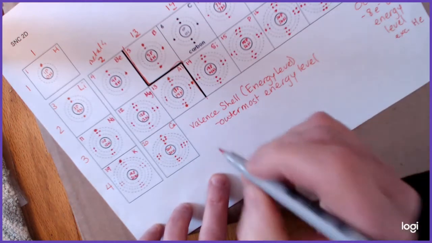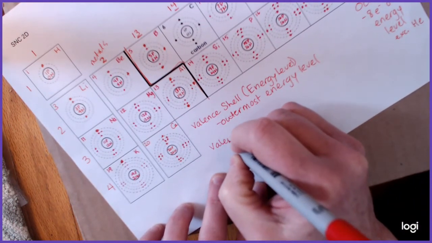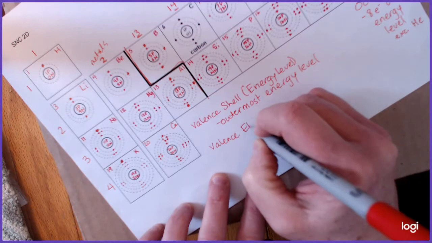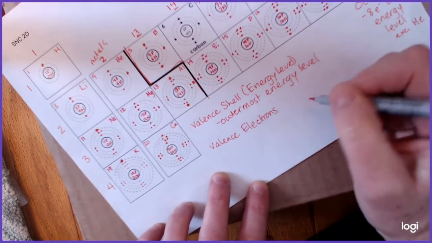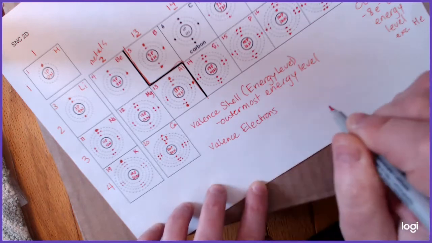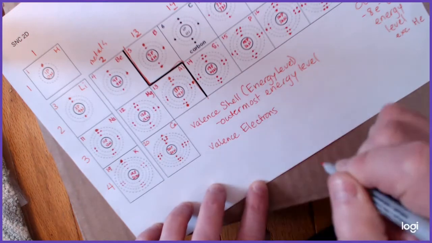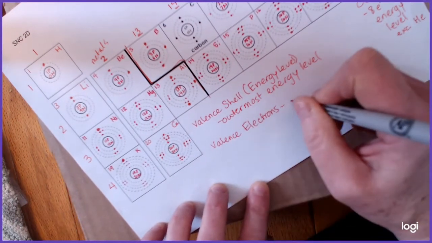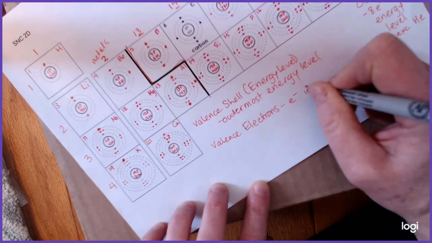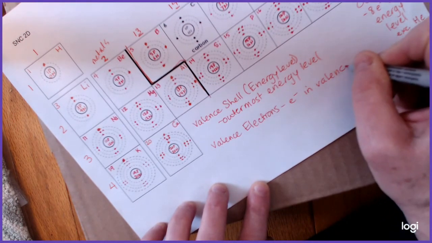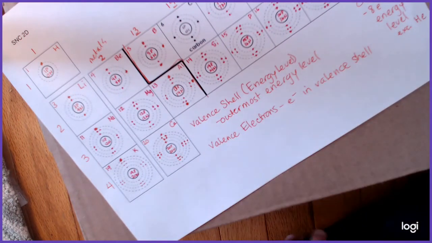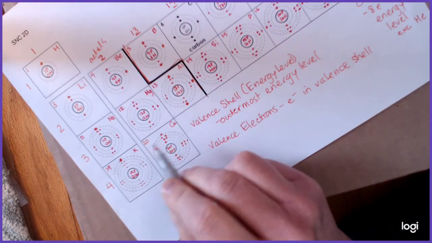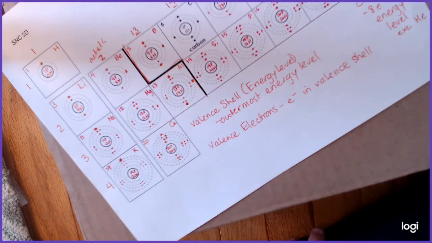We're going to talk about valence electrons. You're going to be so sick of this word valence by the end of this whole course, but you have to use that word valence. So the valence electrons are the electrons in the valence shell. If we talk about valence electrons, we're talking about the electrons that are in that outer energy level, or the valence shell.